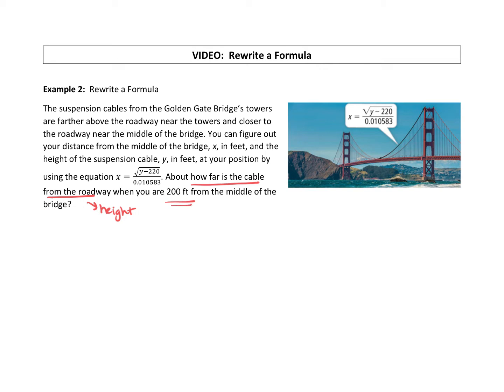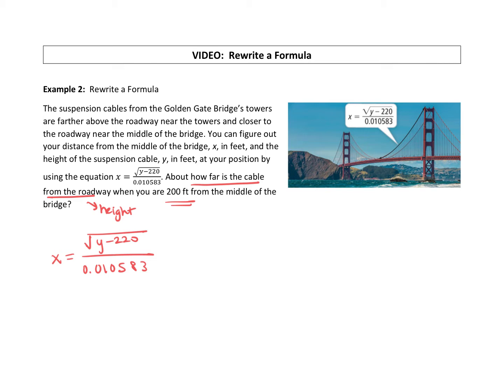All right, so we have an equation that is solved for x. X represents, if we remember, the distance from the middle of the bridge. Y is representing the height, and they're asking us for the height. So we are going to take our equation, x equals the square root of y minus 220 divided by this decimal, 0.010583. And because they're asking us for a height measurement, we're going to take this equation and solve it for y. Once we have the equation solved for y, we can answer any question about the height of the cable at any time.